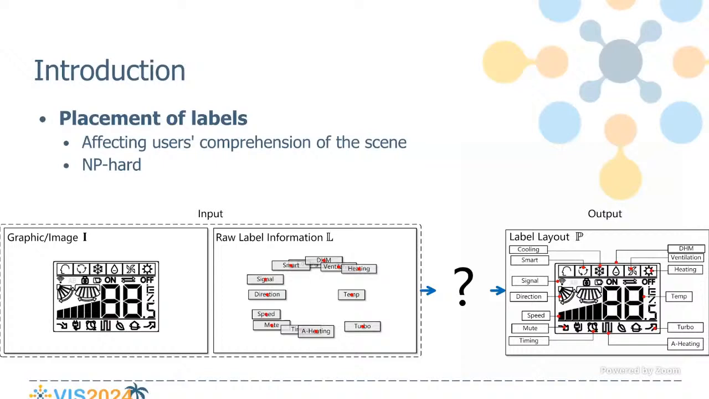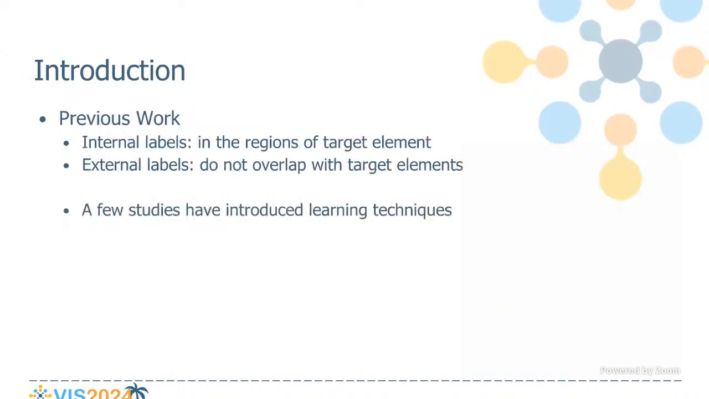The placement of labels greatly affects users' comprehension of the scene, from labeling point features such as cities on a geographical map, to placing labels for area features such as tissues in medical illustrations. There are many open problems in label placement due to its NP-hard nature. Manual label placement is a time-consuming process, which has led to ongoing research into automatic label placement for decades.